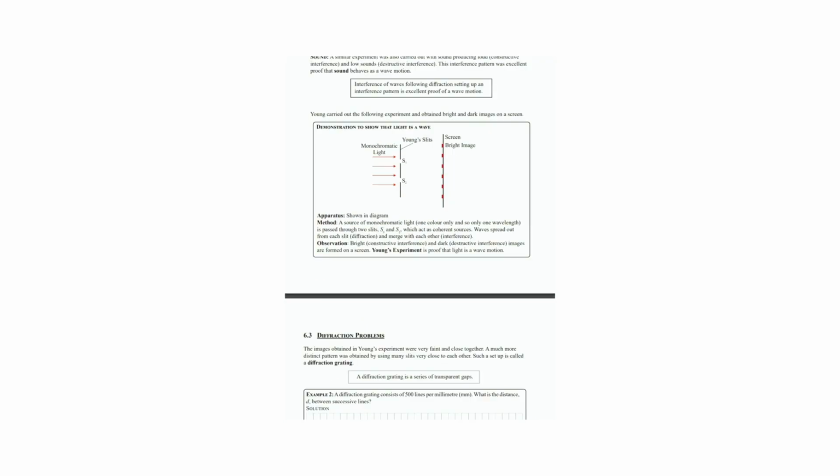Let's have a look at a demonstration experiment to show that light is a wave. So as I said, if you can show interference of waves following diffraction, those two things together, then that's excellent proof that something is a wave motion. This is a very important demo experiment. It's one that they like asking quite a lot. And it was carried out by someone called Young. So it's called Young's experiment. So let me explain it to you on the board.